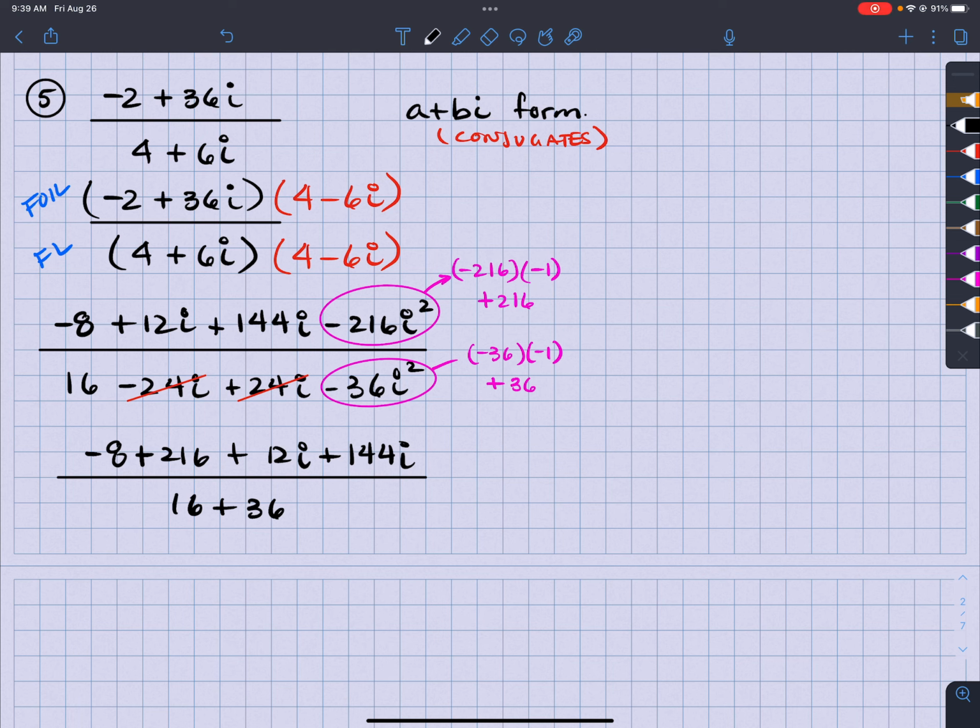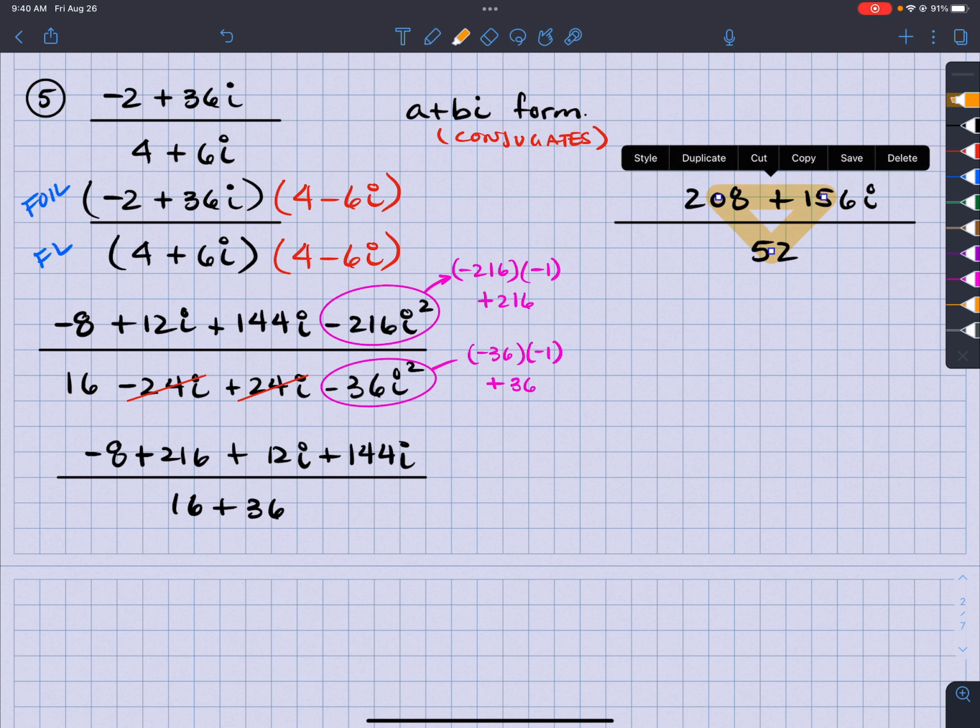All right, well, let's take a look. Let's go and combine like terms here, and let's bring it up here. So the top is going to be negative 8 plus 216, which gives me 208 plus 156i, and it's going to be all over 52. I'm sorry, 52, no i, just 52. So let's take a look at if there's any numbers that go into all three of these numbers here, because I have a triangle here. So let's see if there's any number that goes into 52, 208, and 156. Actually, there is. And the number that goes into all three, guess what it is?